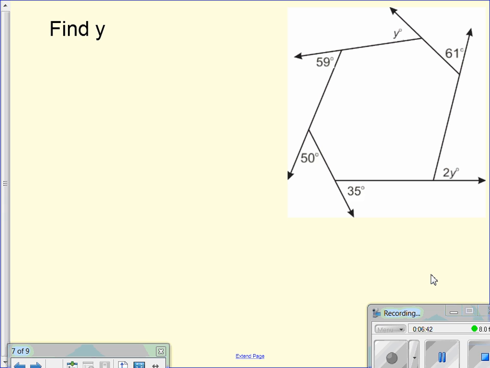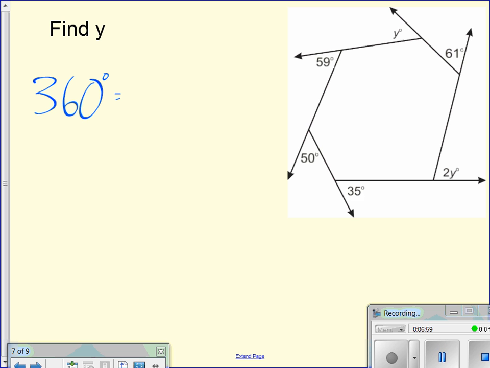It's good practice. So, I look at it, and again, I diagnose it. I'm looking at a bunch of exterior angles. So, what do they always add to? Always, always, always 360 degrees. So, all of these angles here are going to add to 360.